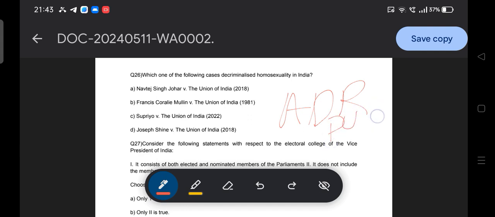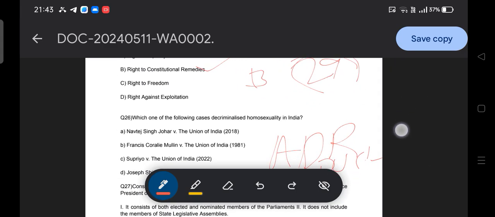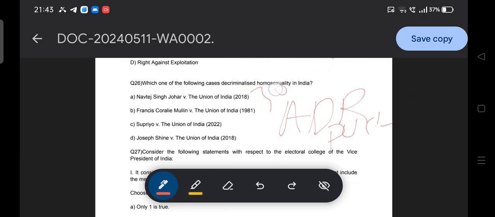Then PUCL. These are the civil society organizations, NGOs that continuously work for Indian democracy, be it getting electoral bonds scrapped or different corruption-related matters. They fight before the honorable Supreme Court for getting justice. So the answer to this question number 30 is, as we all know, A.